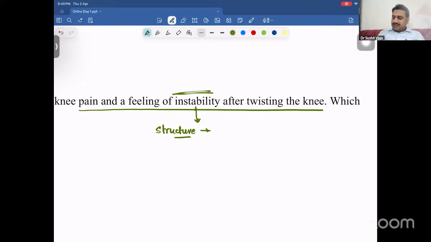Instability. So stability of the knee is maintained by the ACL. Very good. The cruciate ligaments, right? And out of the two cruciates, which is more commonly injured? It is ACL more than PCL.